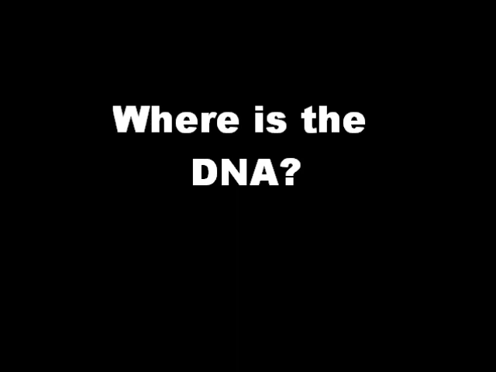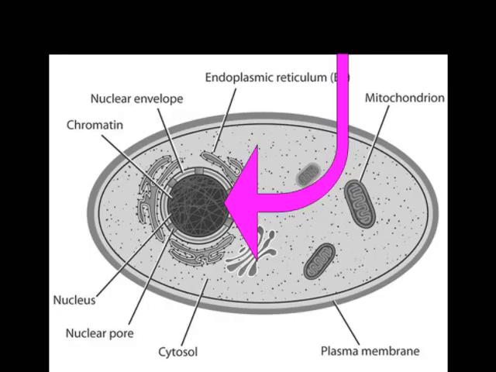So let's start at the beginning. DNA is the genetic material, and it's found in the nucleus of every cell, with one or two exceptions. In the nucleus, DNA forms chromosomes, but it is essentially a long, single thread of a molecule.